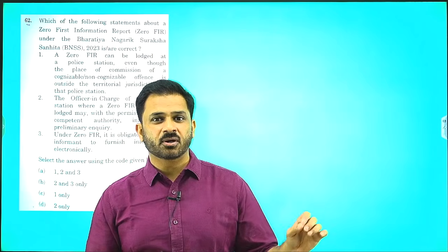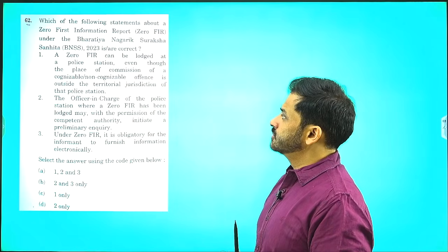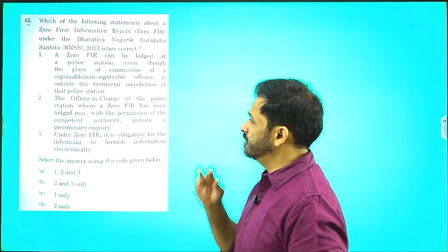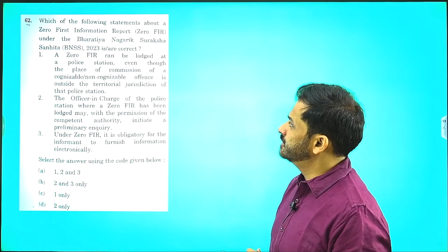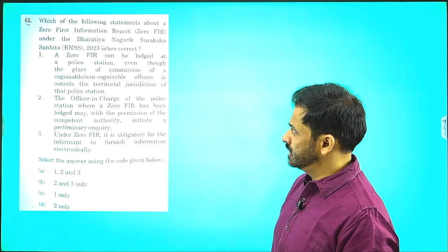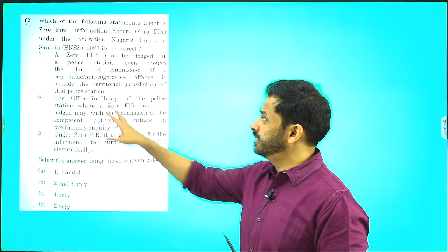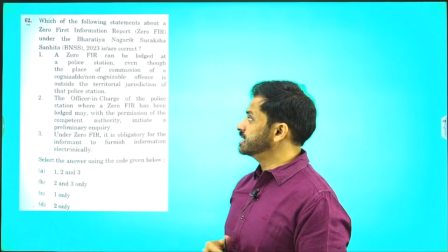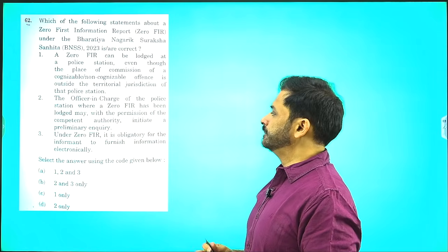This is called a zero FIR, and it is their onus, their responsibility, to transfer it to the respective jurisdiction. So a zero FIR can be lodged. If we look at this particular section of the BNSS, a zero FIR can be lodged at a police station even though the place of commission of a cognizable offence is elsewhere. Here both options have been given. It is only for cognizable, not for non-cognizable offences. So the statement is wrong.